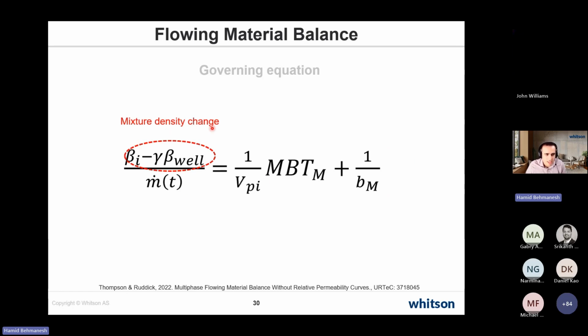This is the mixture density change. I'm going to talk about that. You're definitely familiar with the pressure change, which is the driving force for production, right? We talked about that: the average reservoir pressure minus PWF. But in these equations, the FMB developed by these authors, instead of dealing with the pressure, they dealt with the density, which is basically the same concept, right?